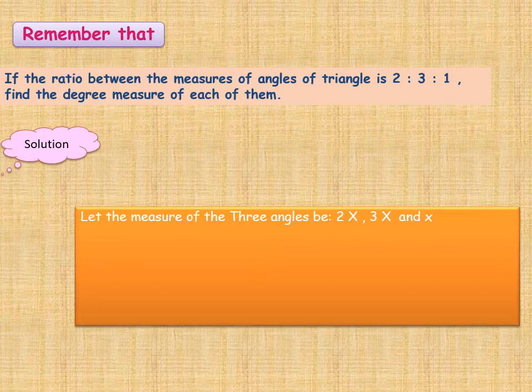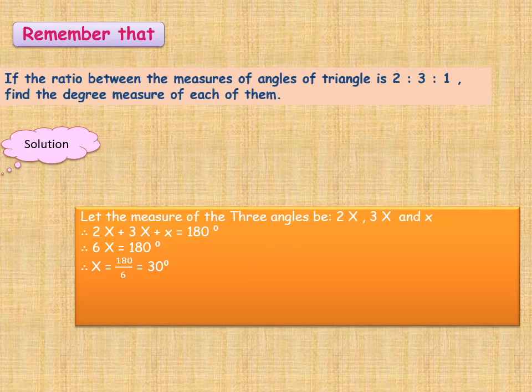What about the sum of the angles of the triangle? We know that the sum of the interior angles of a triangle equals 180 degrees. So I have 2x plus 3x plus x equals 180 degrees. What about 2 plus 3 plus 1? It will be 6x equals 180 degrees. How do we remove this 6 so it will be x only? x equals 180 divided by 6. Finally, x equals 30 degrees.